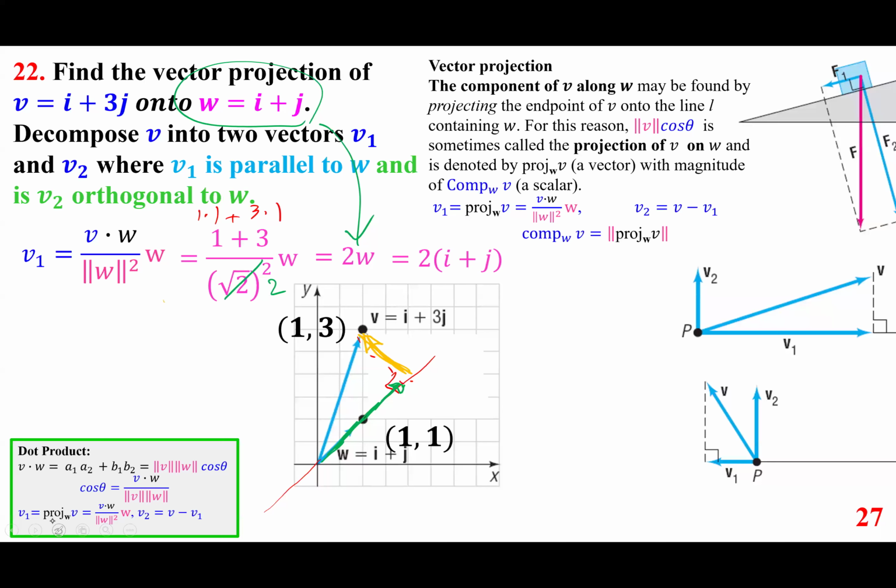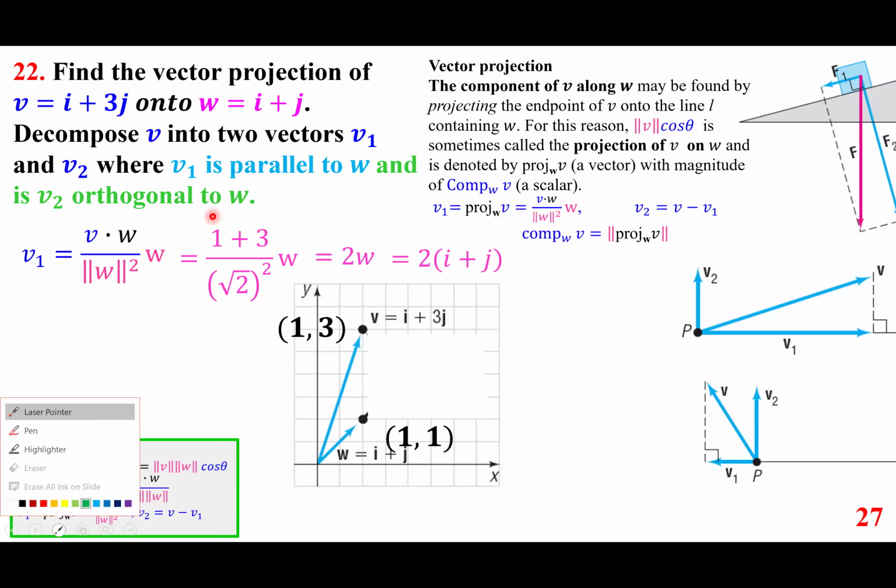So again, in essence, let me erase my work again. What you're looking for is some multiple of this, because you're projecting it onto this as V1. And this in essence is the magnitude of that, okay? Because i plus j is a unit vector, the magnitude of i plus j is 1, remember that. No, I mean the magnitude of each of i and j is 1. But actually the magnitude of i plus j is square root of 2.